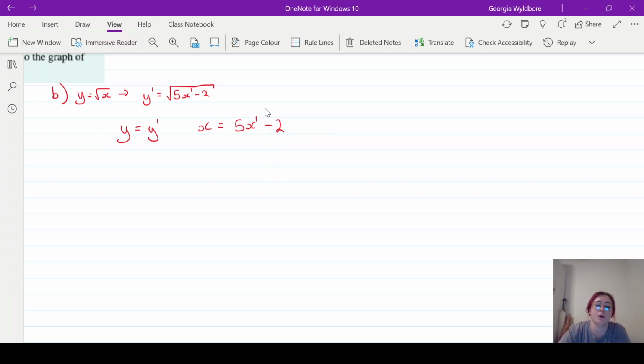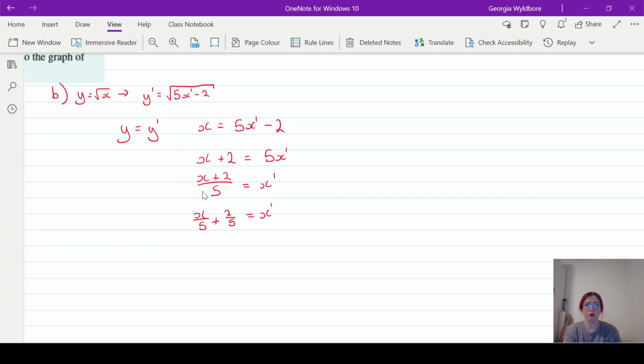So all we need to do with this one is rearrange to find out what x dash was equal to, because obviously the y's are equal either way around. So we have x plus 2 would be 5x dash. So (x plus 2) on 5 would be our x dash. Now I'm going to write that as x on 5 plus 2 on 5, because that actually makes it a little bit easier to think about in this case.